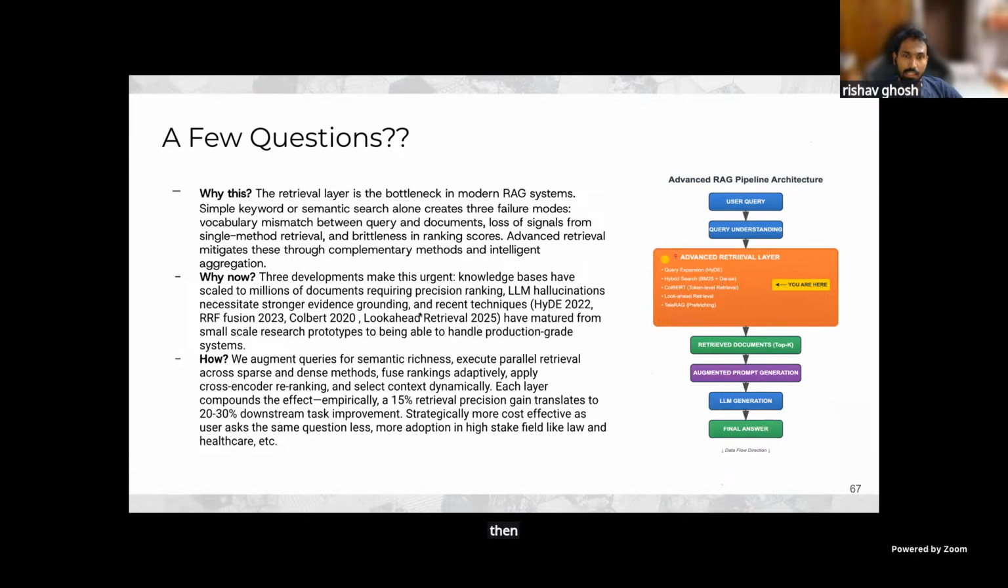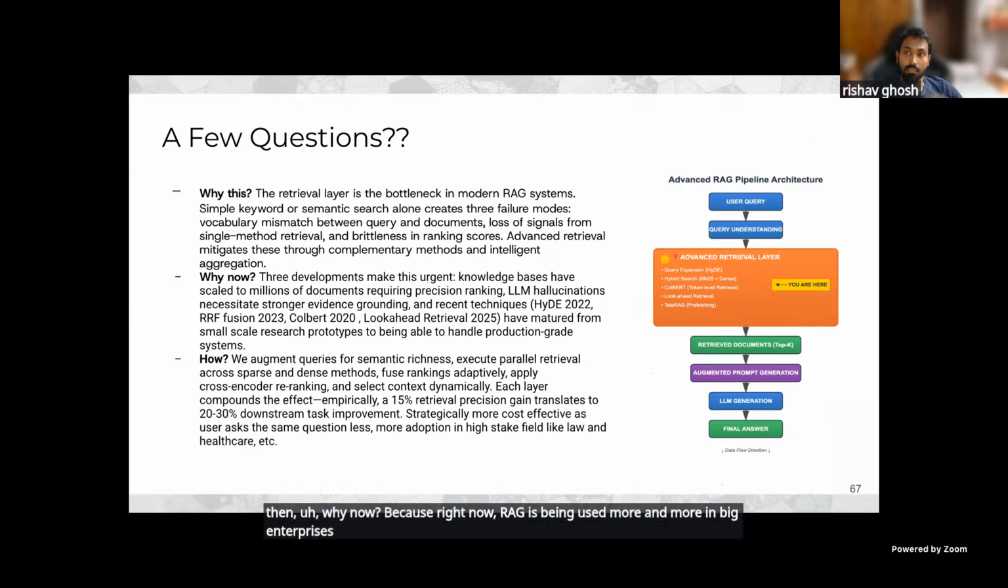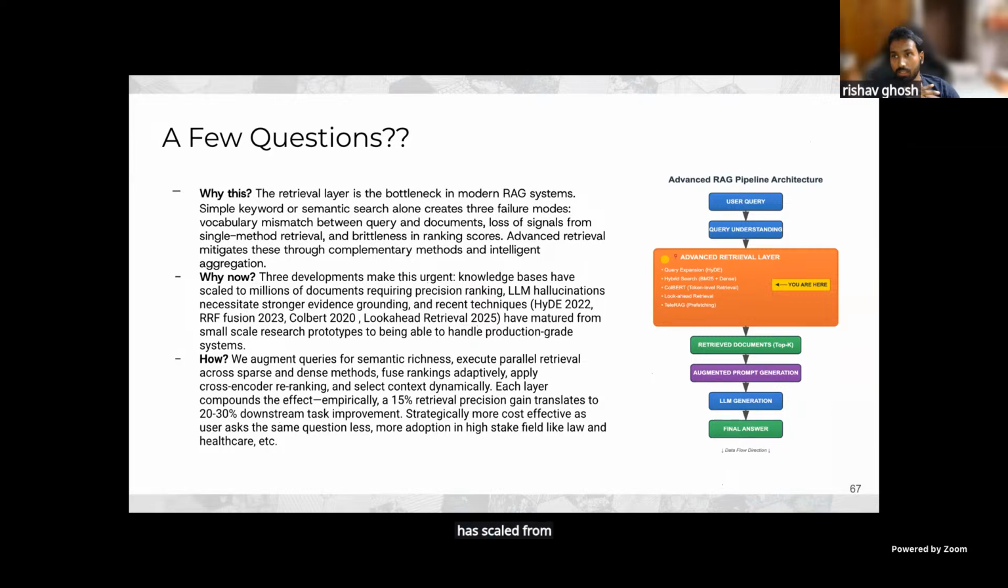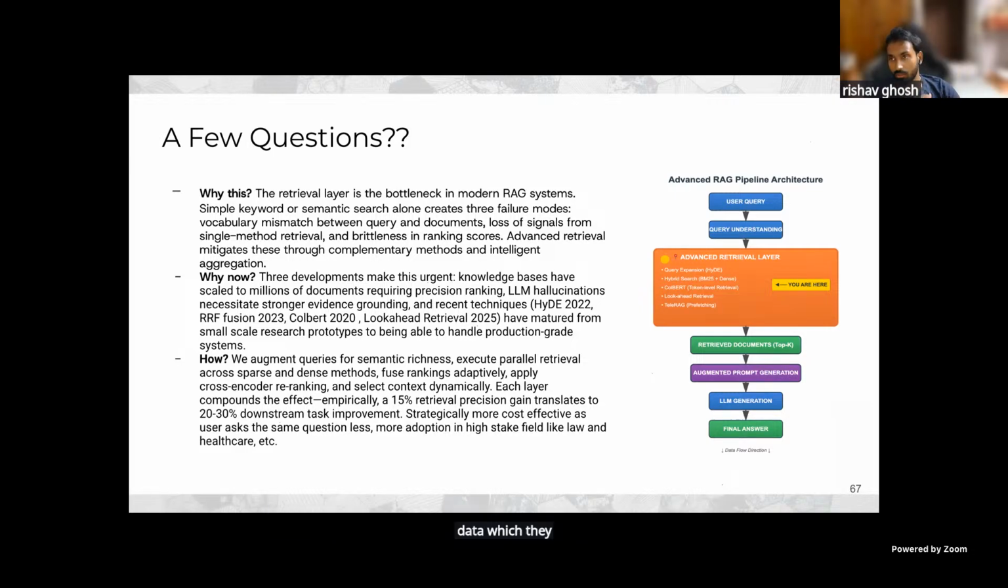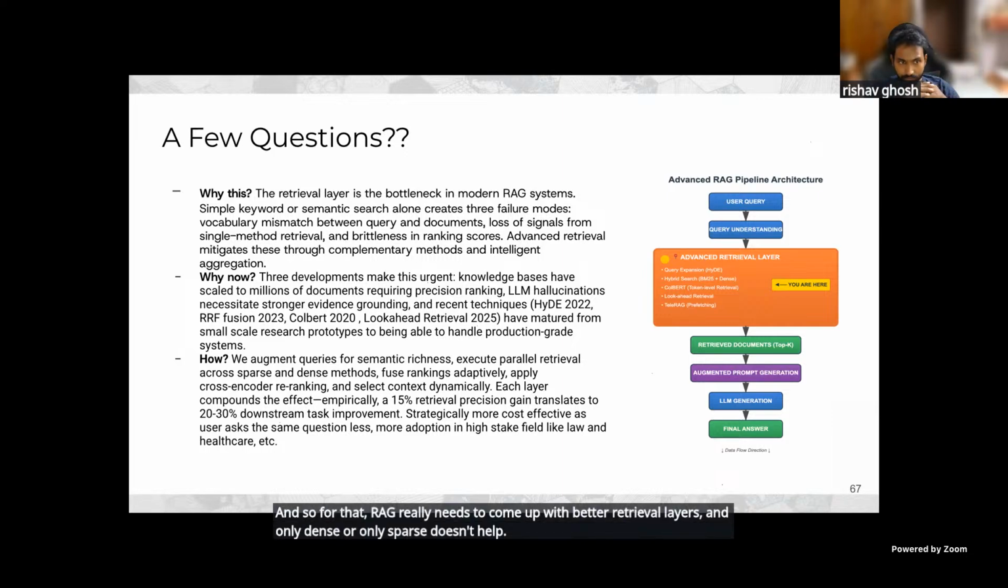Then why now? Because right now RAG is being used more and more in big enterprises, and there the database has scaled from tens of thousands of documents to millions and almost billions of documents, because they have their own legacy data which they want to sift through using AI. And so for that, RAG really needs to come up with better retrieval layers, and only dense or only sparse doesn't help.